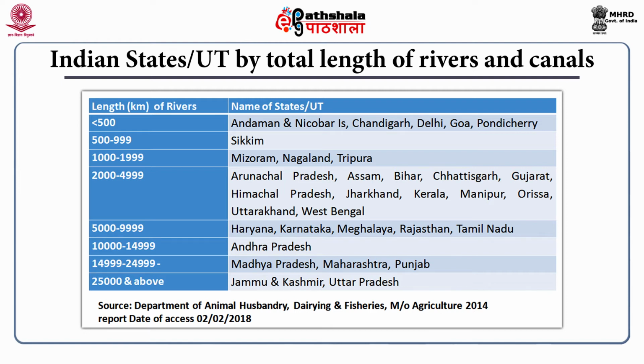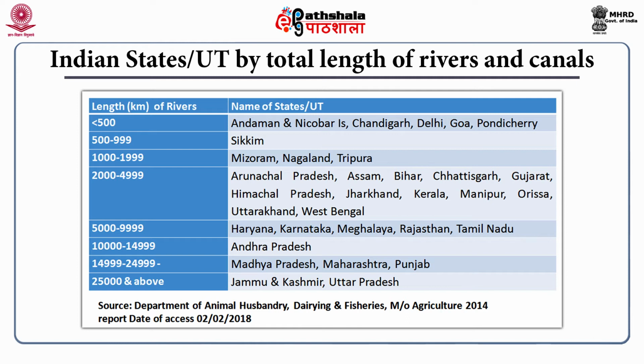The length of rivers and canals is less than 500 kilometer in Andaman and Nicobar Islands, Chandigarh, Delhi, Goa and Pondicherry. Whereas in Sikkim, the length of rivers and canals is in the range of 500 to 999 kilometer. In the states of Mizoram, Nagaland and Tripura, the length of rivers is 1000 to 2000 kilometers, whereas in the states of Arunachal Pradesh, Assam, Bihar, Chhattisgarh, Gujarat, Himachal Pradesh, Jharkhand, Kerala, Manipur, Odisha, Uttarakhand and West Bengal, the length of rivers and canals is in the range of 2000 to 5000 kilometer.